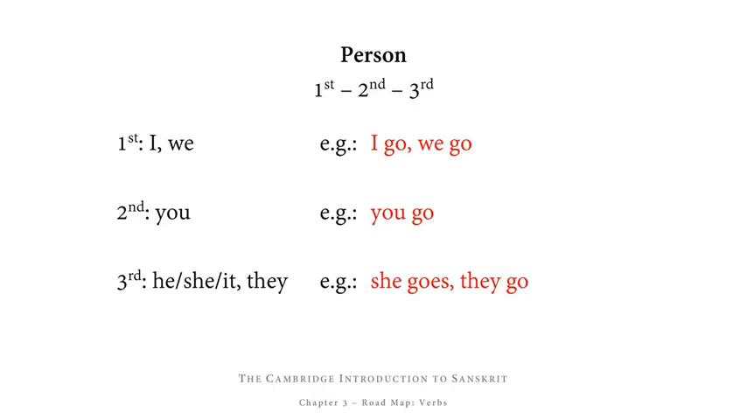First of all comes the category of person. Here we distinguish between first, second and third person, and in English, just as in Sanskrit, the first person talks about the speaker, so I, or if there are several of us, we. The second person talks about the addressee, the person who's being talked to: you go, you see, you are, and so on. And the third person talks about someone else, so he, she, it, or in the plural, they. So for example, she goes, they see, and so on.